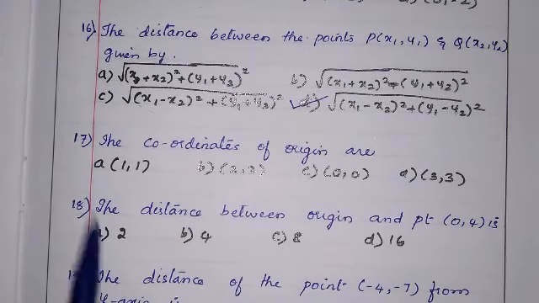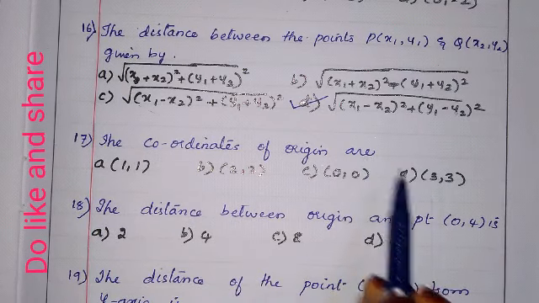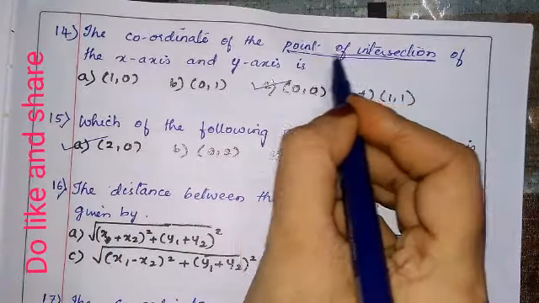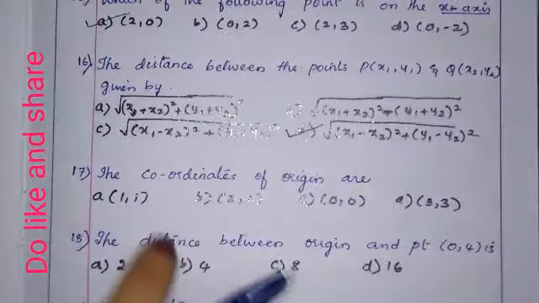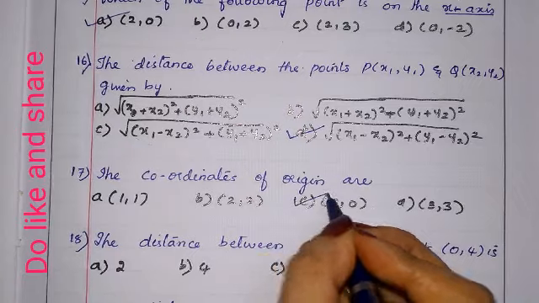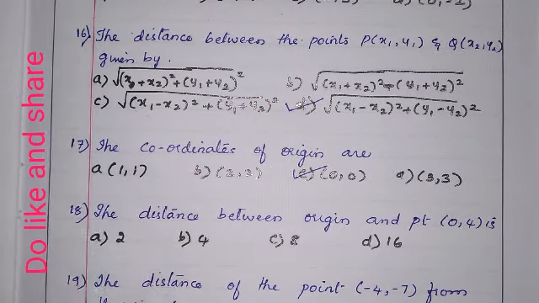So question number 17 is: the coordinates of the origin are. See here, the same question. They had given the coordinates of the point of intersection, and the point of intersection is the origin only. But here they have directly asked the coordinates of the origin, which are C, (0, 0). Now question number 18.